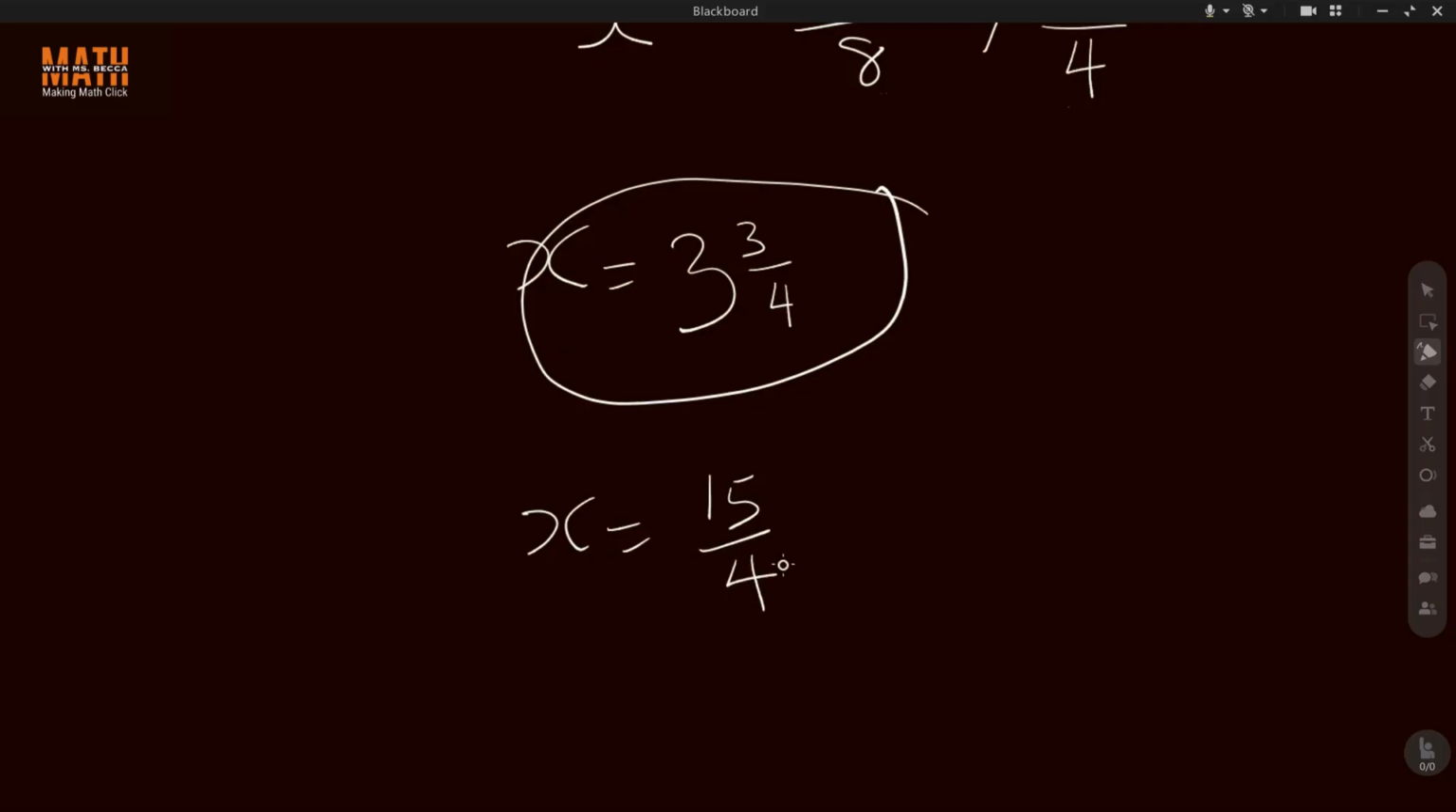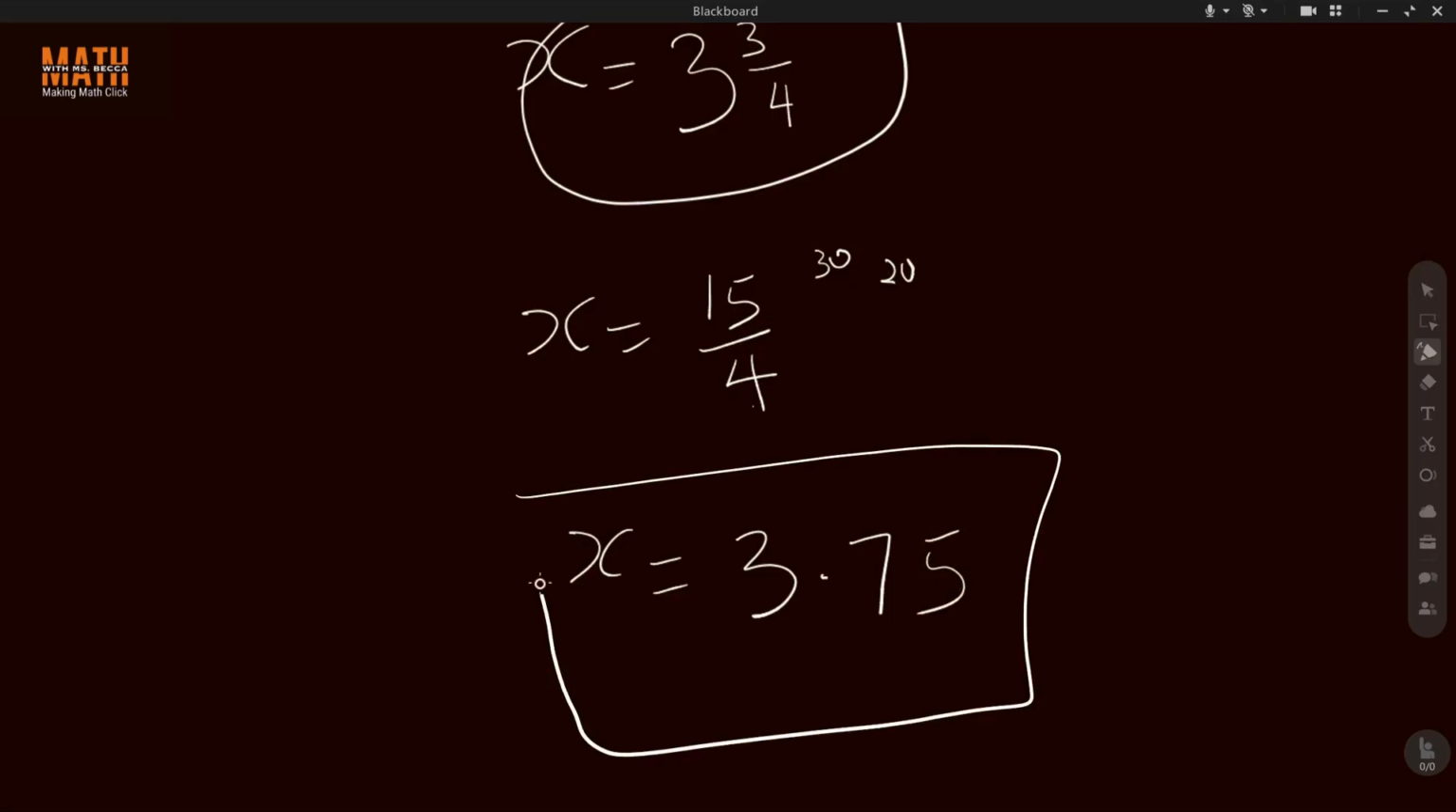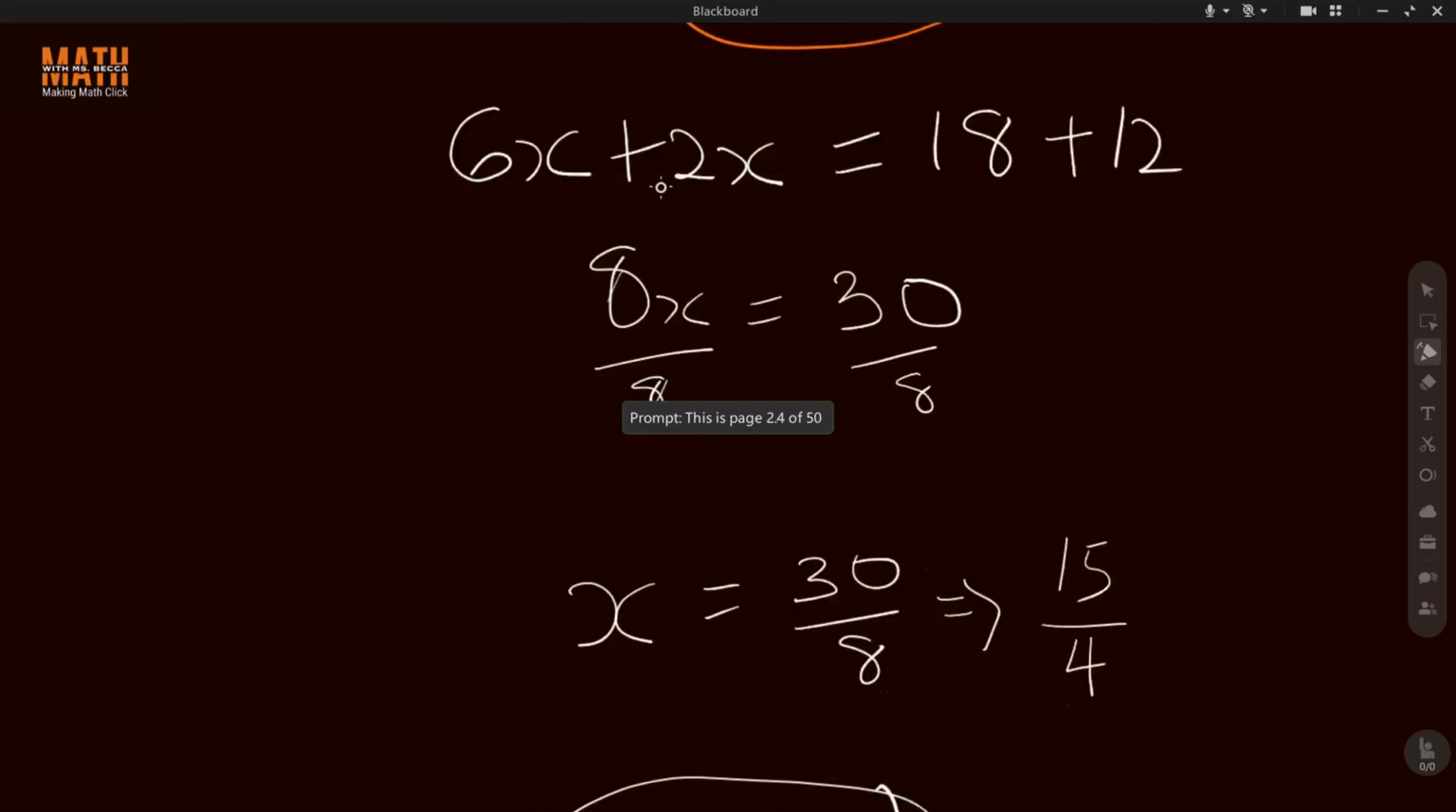So 15 over 4. This gives x equals 4 will go in 15 3 times. Then remainder 3. So since 4 can no longer go in the remainder, we put a decimal point here and then add 0 to the 3. 4 will go in 30 7 times, then remainder 2. We cannot add a decimal again, so we just add 0 to this. And 4 will go in 20 how many times? 5. So the answer to that question is x equals 3.75.